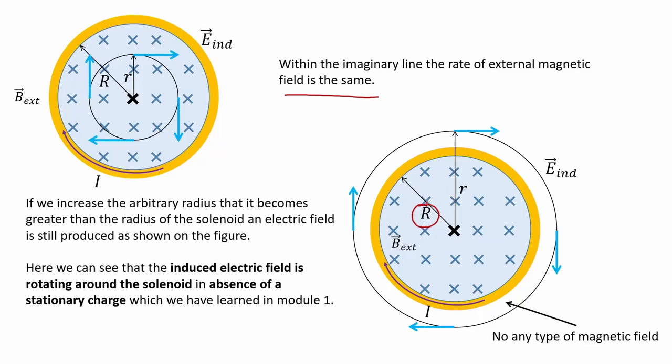Here we did not need to draw a Gaussian surface that encloses something, but only an imaginary two-dimensional curve that encloses a magnetic field. The space between the imaginary line and the solenoid is absent of external magnetic field. Here we can see that the induced electric field is rotating around the solenoid in the absence of a stationary charge, which we have learned about in Module 1.